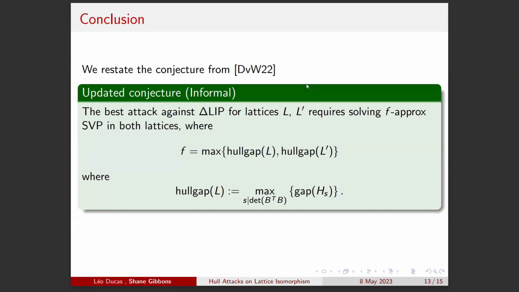And so finally, the recommendation resulting from this would be that if you have an instance of lattice isomorphism, either search variant or delta lip variant, then you really should instantiate this with lattices that, for example, have only unimodular lattices which have determinant of B transpose B equal to 1, and therefore the only possible hull that is of interest is the hull when the scalar S is equal to 1, and this is exactly, well, the one hull of any integer lattice is indeed the original lattice, and therefore such a lattice is immune to the hull attack.